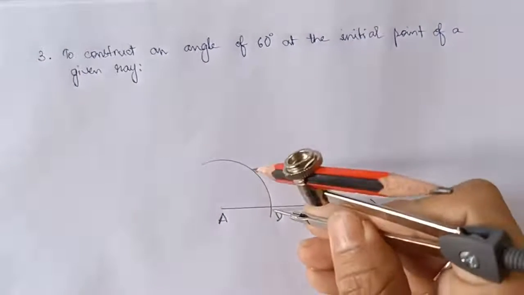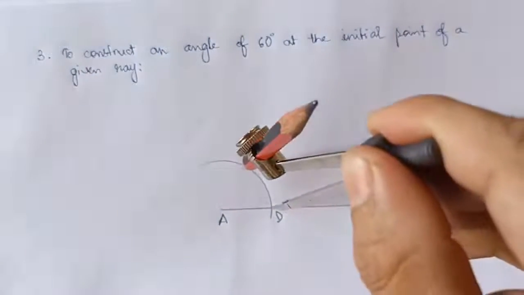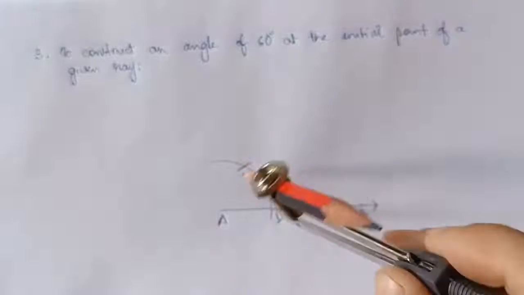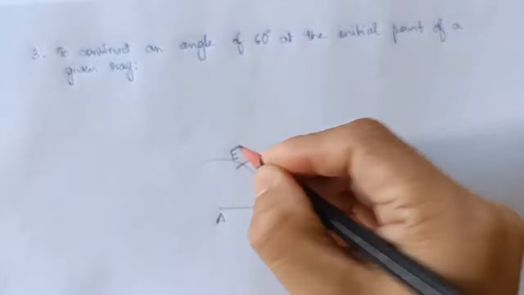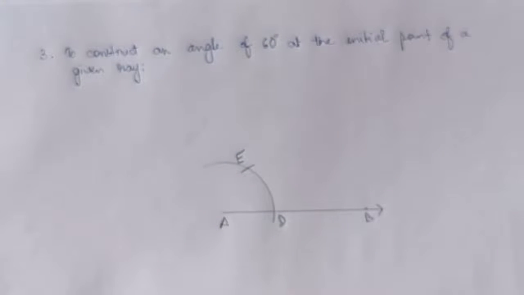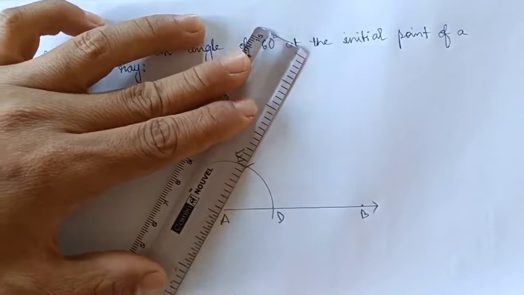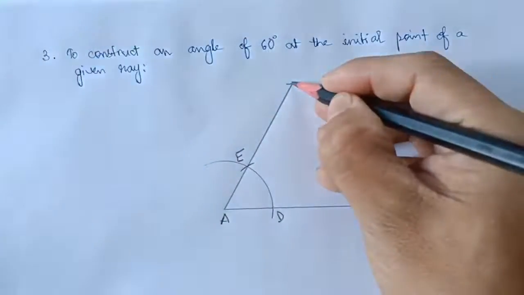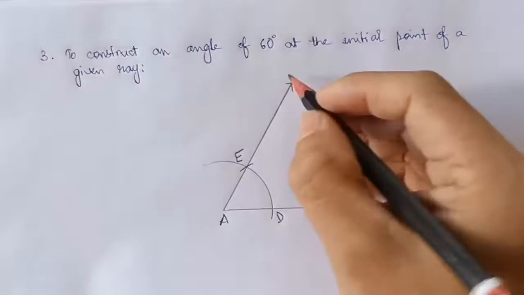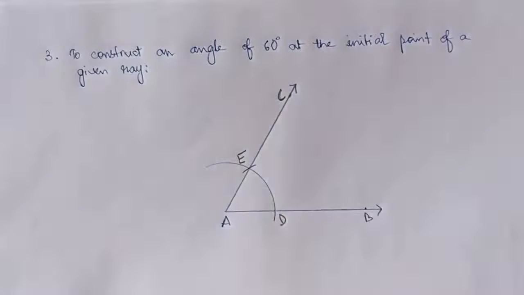Next, with D as the center and with the same radius, we are going to draw an arc intersecting the previous arc like this. Let me name this intersecting point as E. Now draw another ray passing through the points A and E like this. Let me name this ray as C. Then angle CAB will measure 60 degrees.